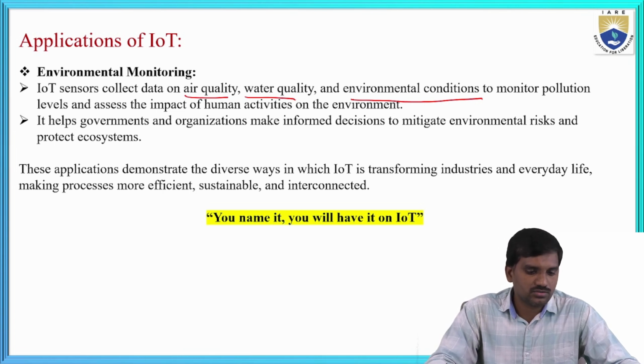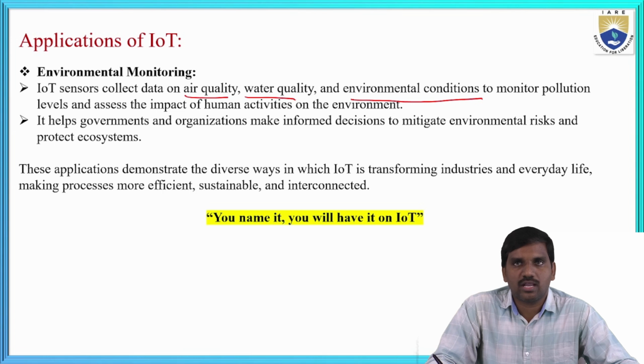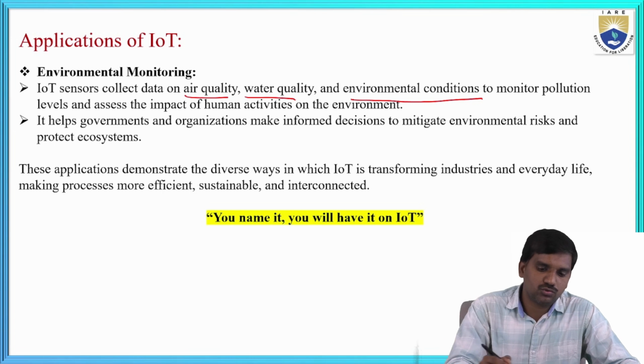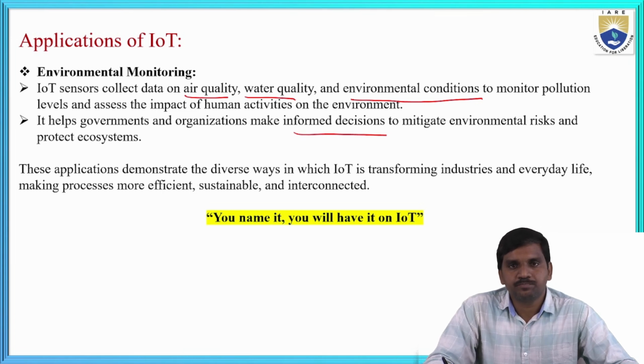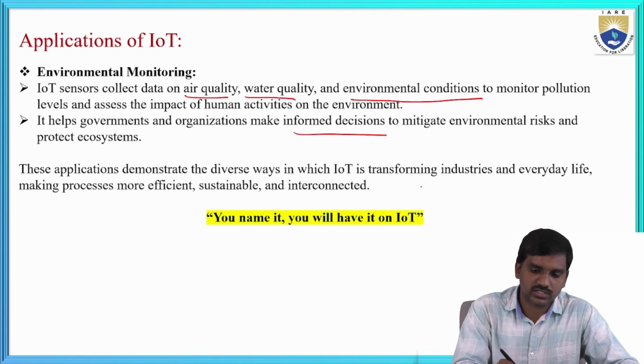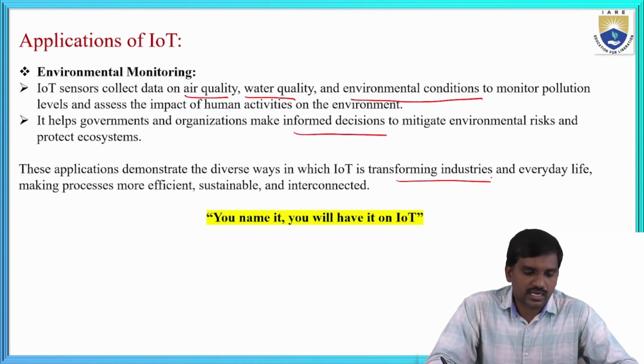Like that, we have predicted the values of air quality, water quality, and environmental condition. It helps the government and the organization to make informed decisions to mitigate environmental risk and protect ecosystems. So these applications demonstrate the diverse ways in which IoT is transforming industries and everyday life, making processes more efficient, sustainable, and interconnected.